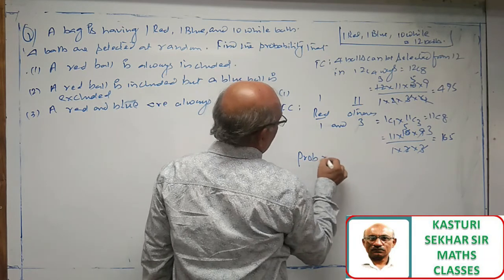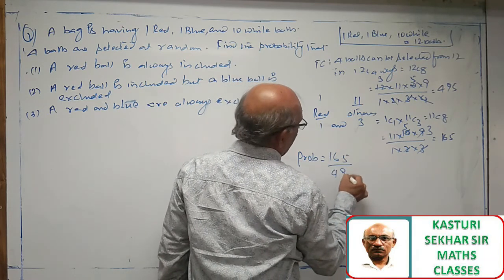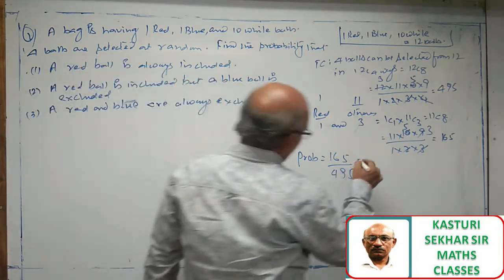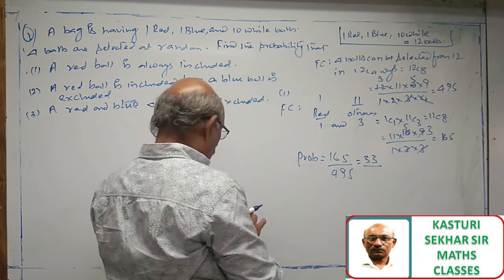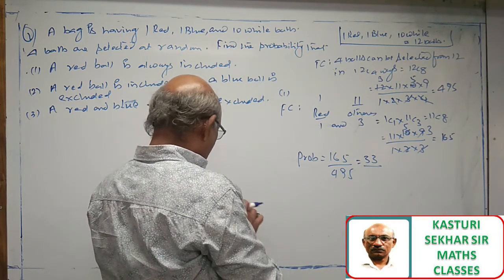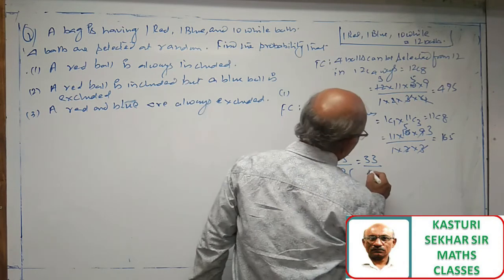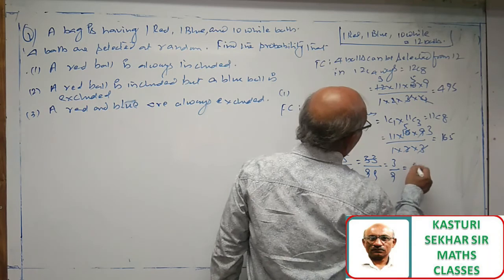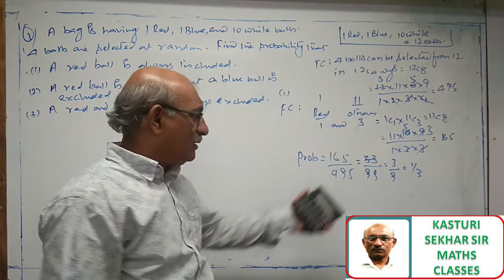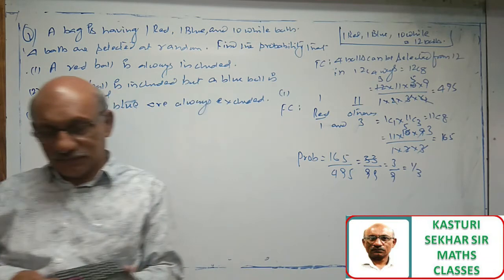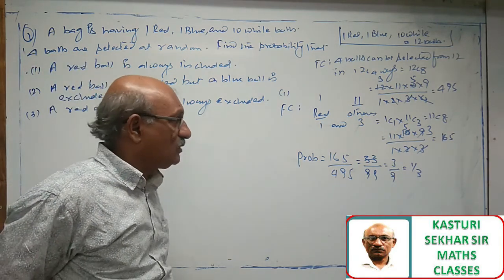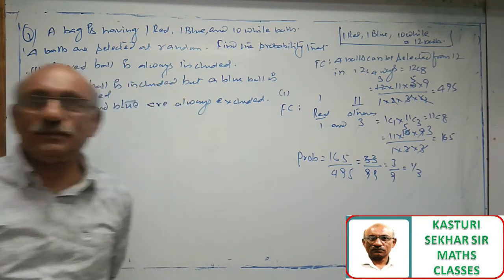So probability is equal to 165 divided by 495. This is 33, 495 divided by 5 is 99. 11 will go 3 times, 11 will go 9 times. This is 1 by 3. Or directly, 33 will go 3 times here, 1 by 3. This is the answer to the first question, sir, note down. Then I'll go for the second one and third one.